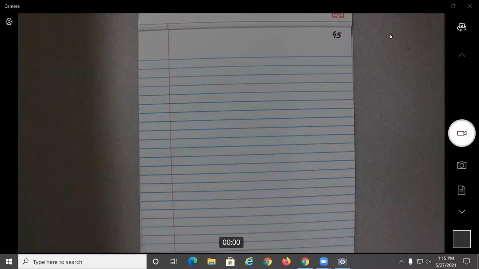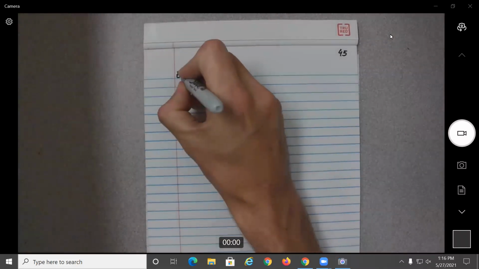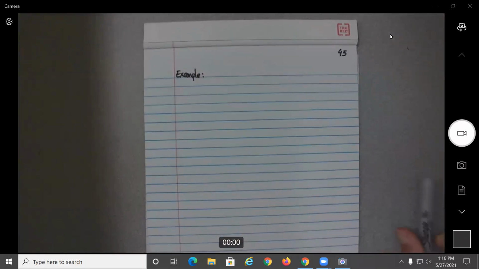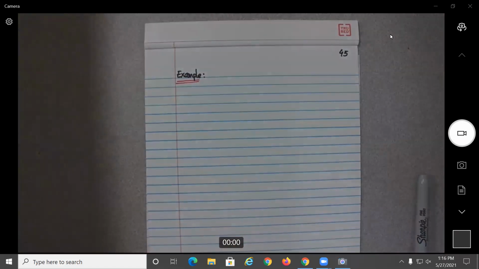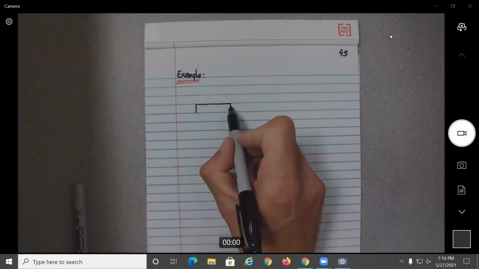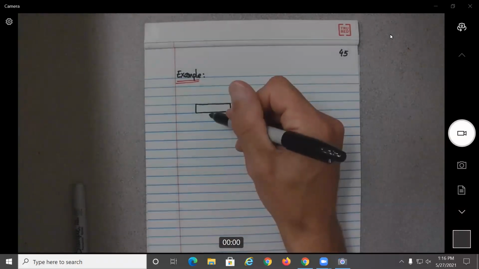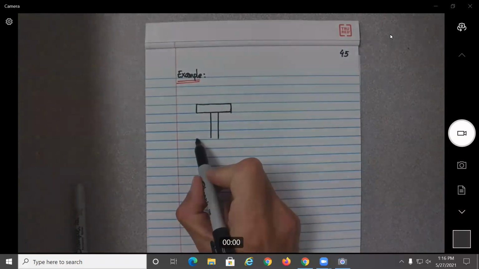All right, so let's do one example. Two ways to build a cross section could be, let's see, we have an I section. So I build the I section as doing the top piece, and you can attach it to a lower piece over here.